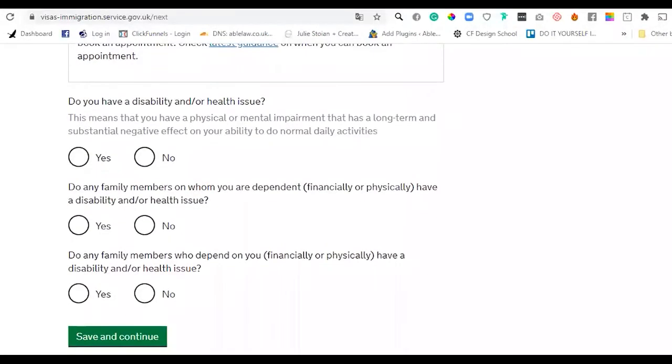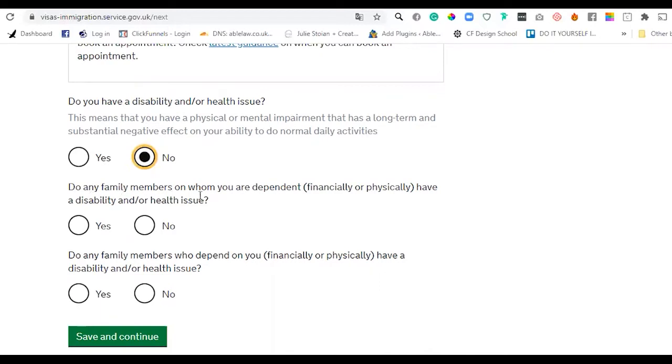And then it also asks whether or not you have a disability or health issue. If you are unwell and suffer from a medical condition, then this is where you need to insert those details. So, do you have a disability or health issue? You can click yes. For me, I'll say no.